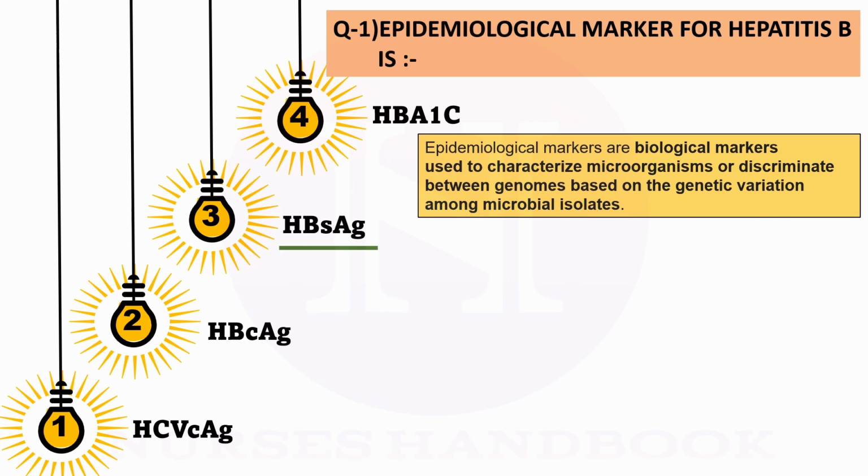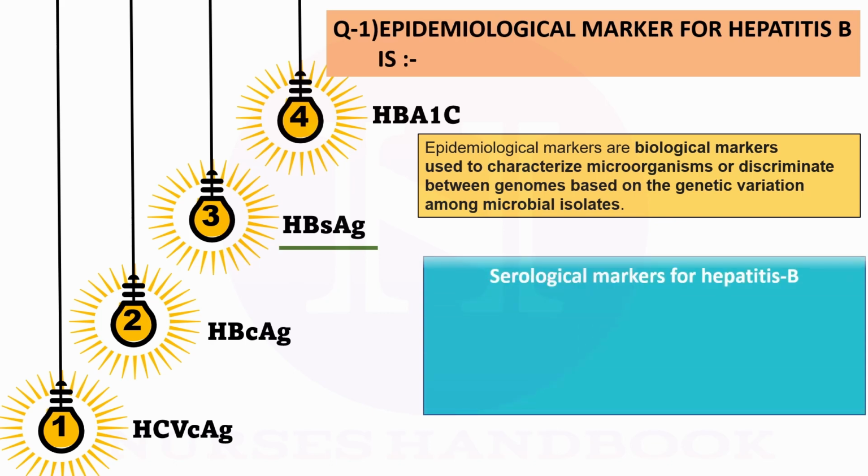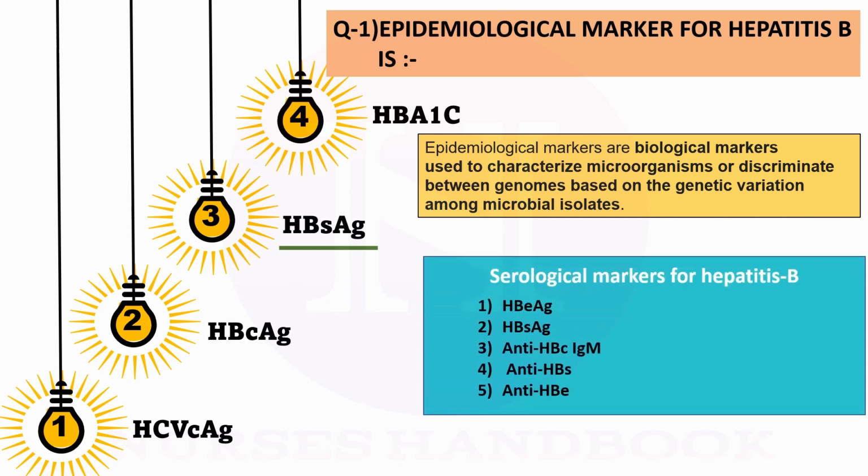Epidemiological markers are biological markers used to characterize microorganisms or discriminate between genomes based on the genetic variation among microbial isolates. Serological markers for hepatitis B are HBe antigen, HBs antigen, anti-HBc IgM, anti-HBs, and anti-HBe.